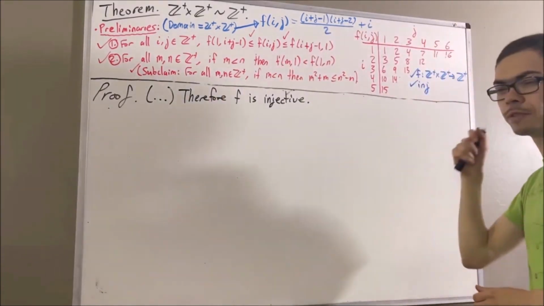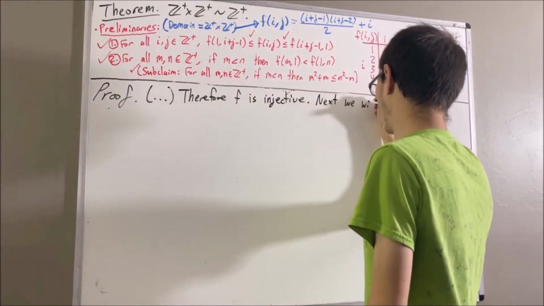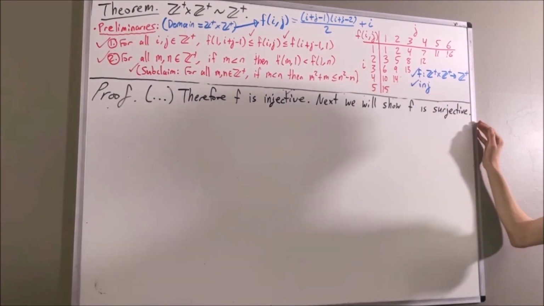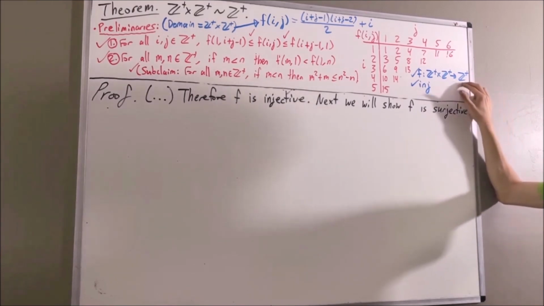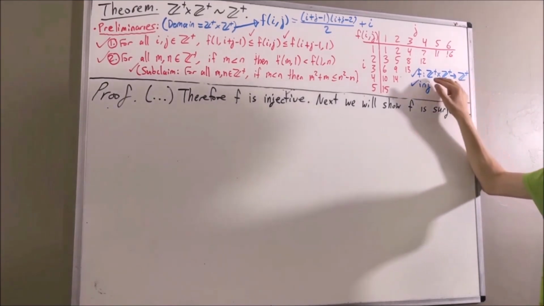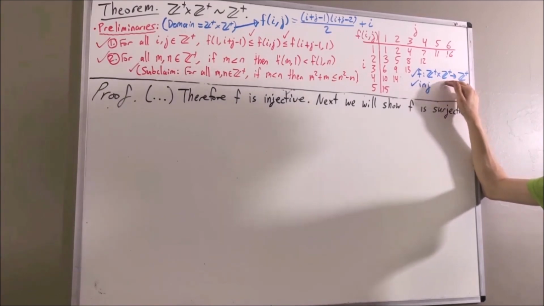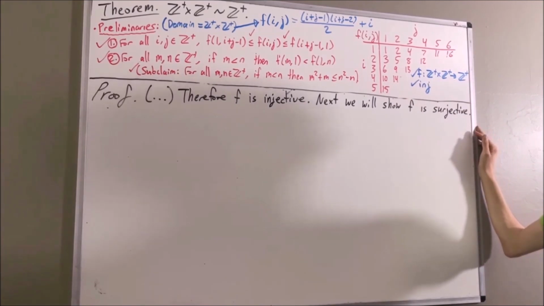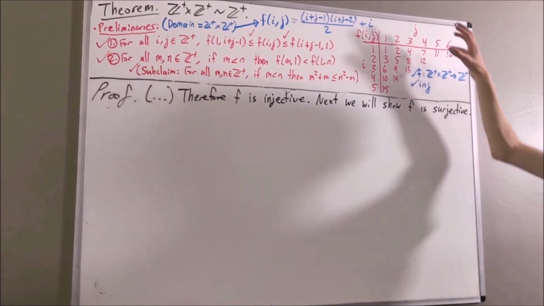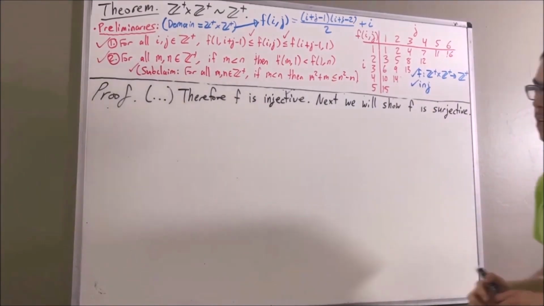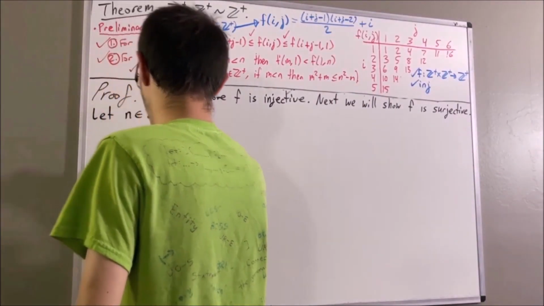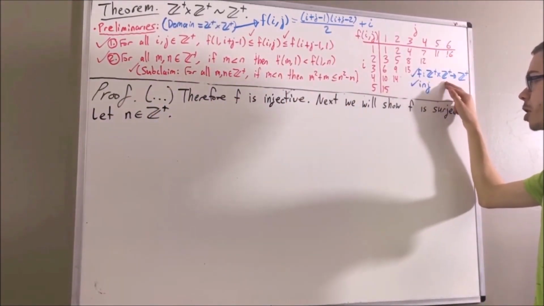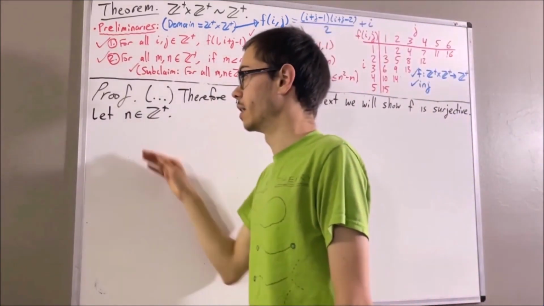And next, we're going to prove that f is surjective. Okay, so what does this mean? Well, it means that for every positive integer n, there is an ordered pair of positive integers I comma j such that f of I comma j is equal to n. So, since we're trying to prove a statement about every positive integer, give me an arbitrary positive integer. I'll call it n. And from here, we want to find an ordered pair of positive integers I comma j such that f of I comma j is equal to n.